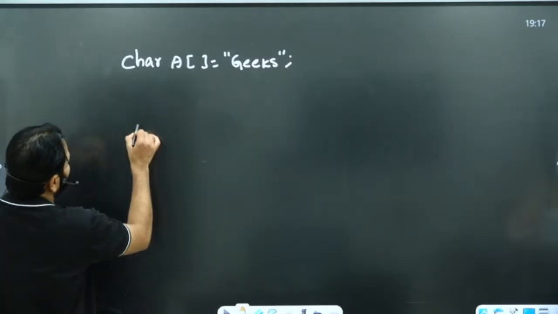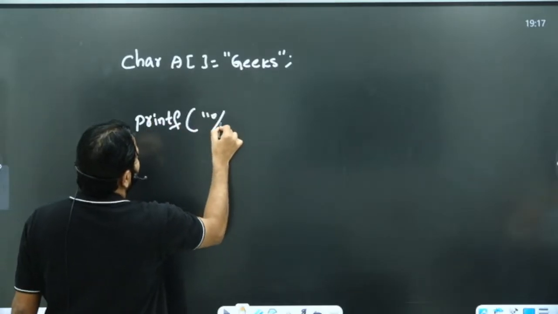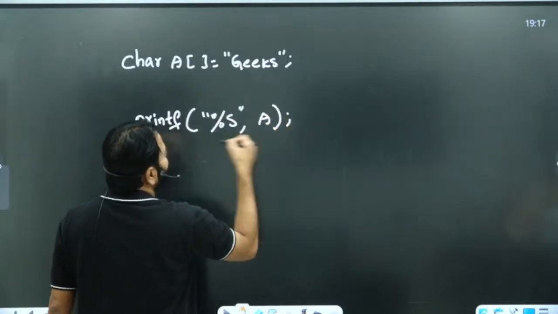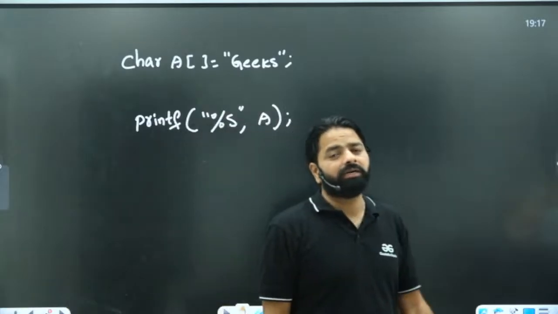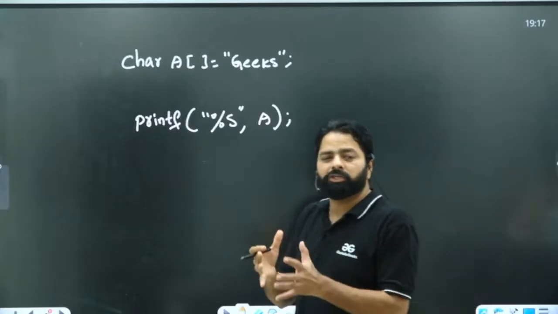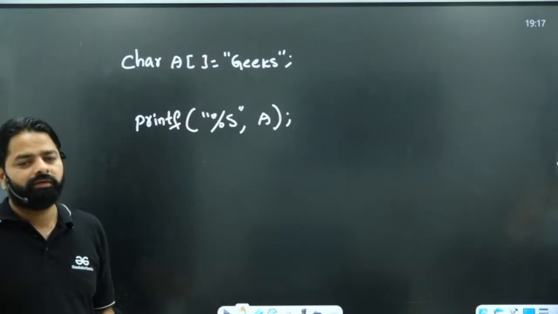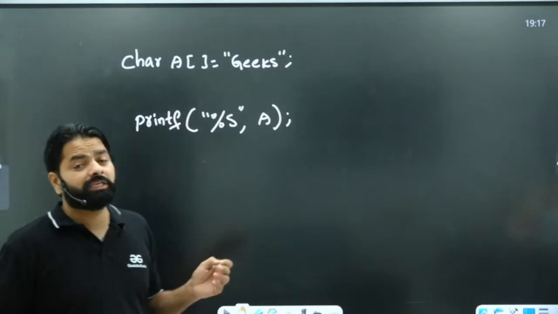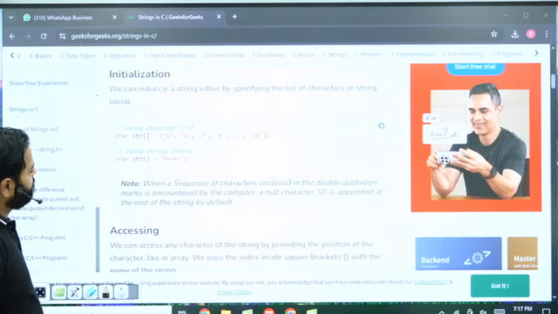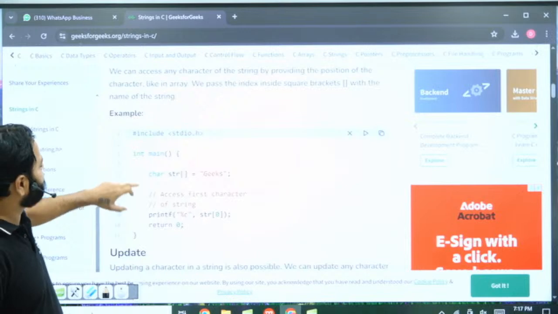There's a special feature, the special format specifier is there, printf %s. Just mention the address of the first character. Automatically it prints all the characters of the string till the null character. This %s is a format specifier that will help us to print a string on the screen using printf, right? Similarly, you can also read a string using scanf. Let's begin the program that is mentioned on Geeks for Geeks website.